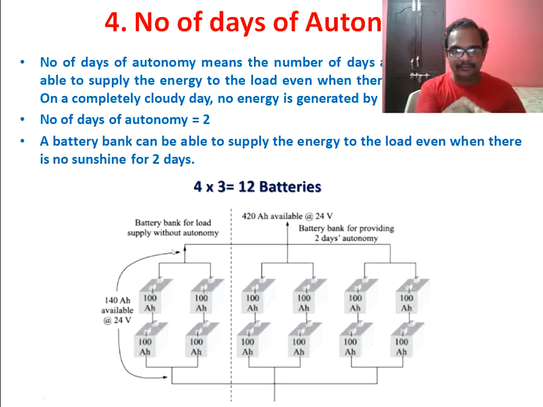As usual, the capacity coming from each pack will be 140 ampere hours at 24 volts. Since they are connected in parallel, the voltage is the same, so you get 24 volts. But what about the ampere hour rating? The ampere hours coming from one array of batteries is 140. Likewise, there are 3 arrays of batteries. So 140 into 3 gives 420 ampere hours available at 24 volts. This is about the days of autonomy.